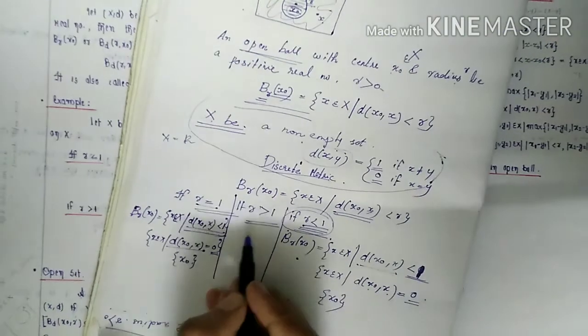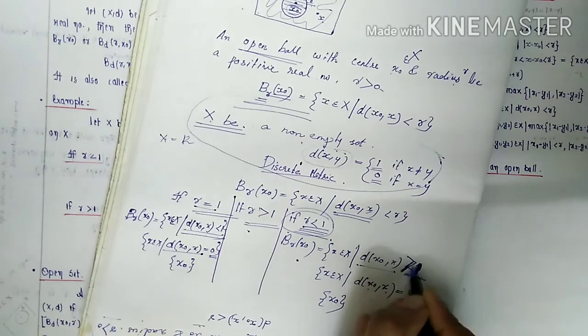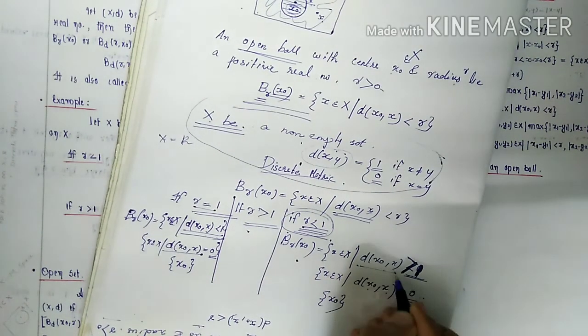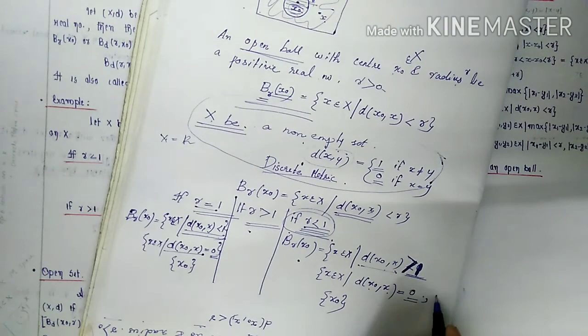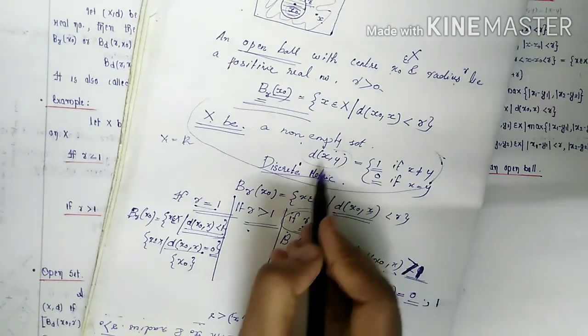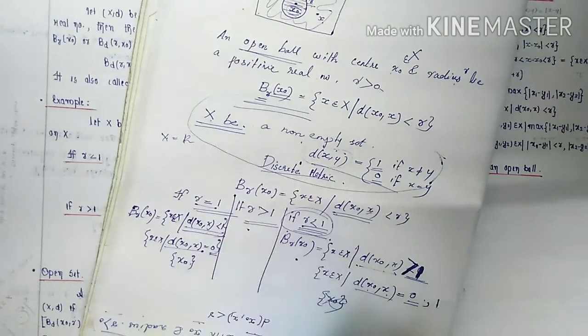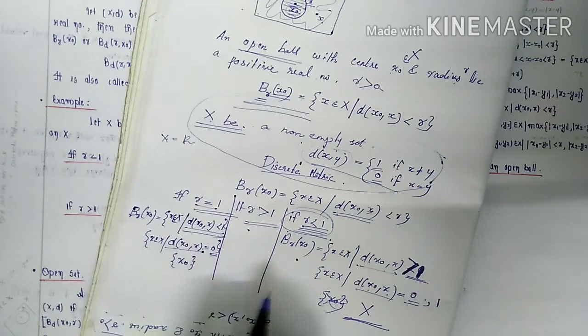Then if r is greater than 1, what will happen? d(x0, x) can be 0 and d(x0, x) can also be 1, so the open ball is the whole set X. Okay, so these are the open balls.